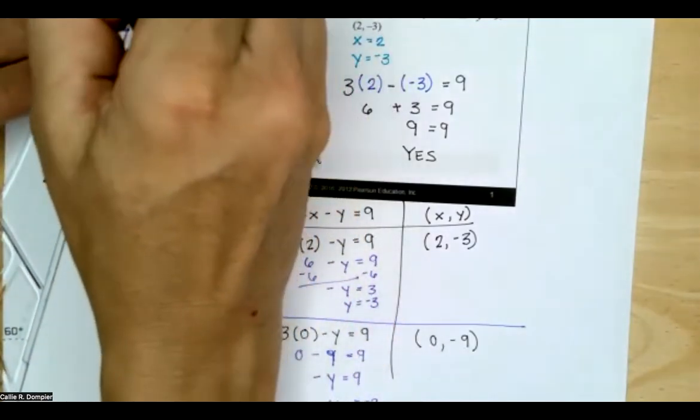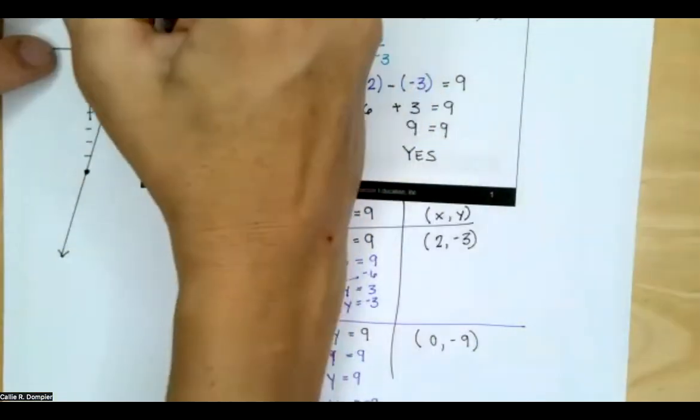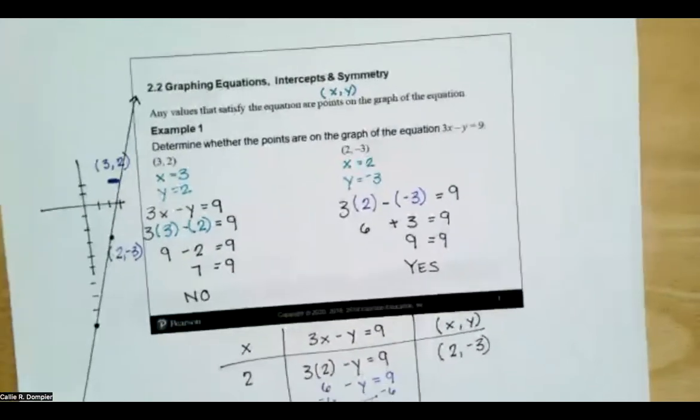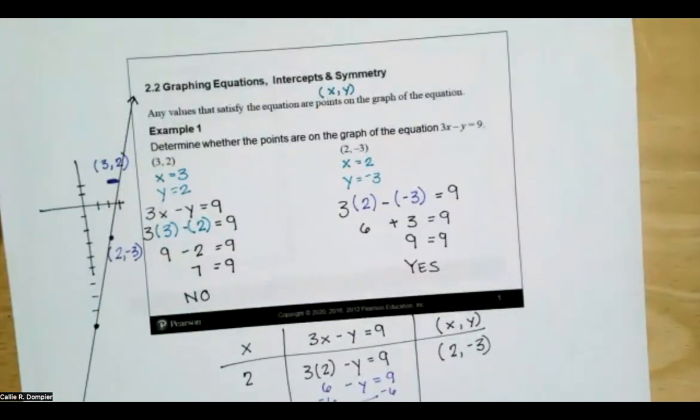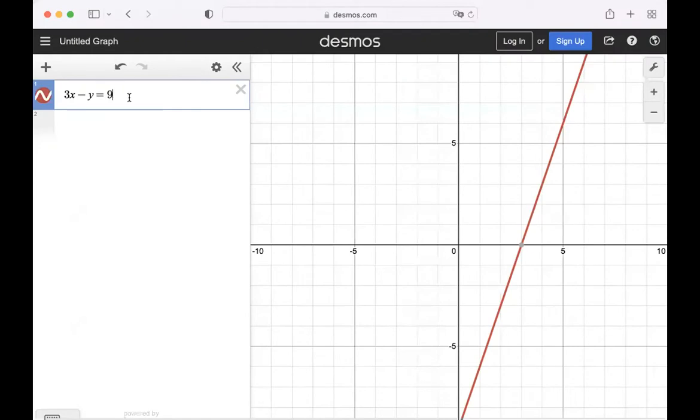Again, they're always going to be solid lines until we get to greater than or less than graphing inequalities. Good. So that's my graph. Feel free to check it in Desmos. So that was 3x minus y equals 9. Don't be afraid to put it in no matter what format they give you the equation. You should be able to put it into Desmos, okay?